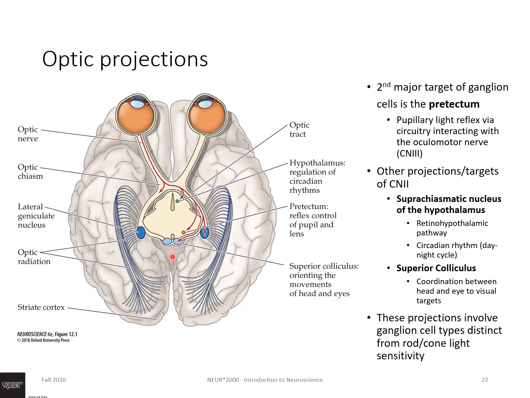So these projections involve ganglion cell types that are distinct from cone and rod light sensitivity. So these involve a different system than the cones and the rods. And yeah, so kind of a third light sensitivity system, and that's still being elucidated. If you want to look into it, it has to do with the detection of blue light, and that is very much involved in that circadian rhythm maintenance.